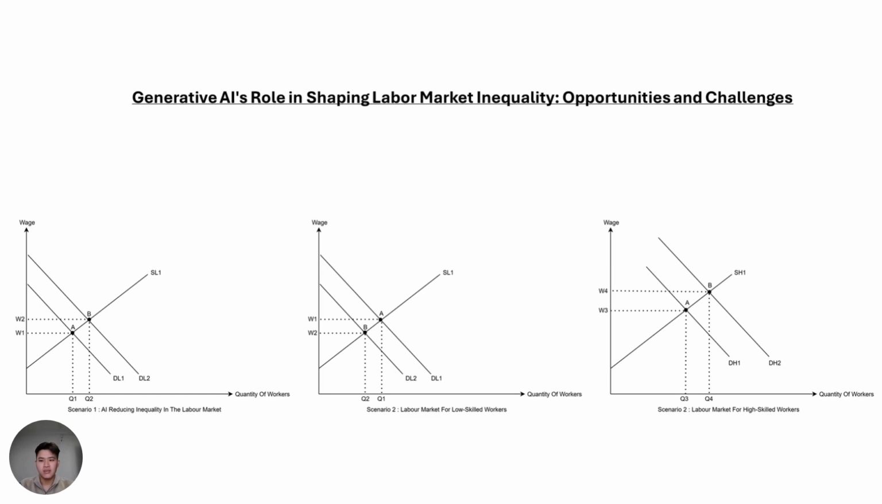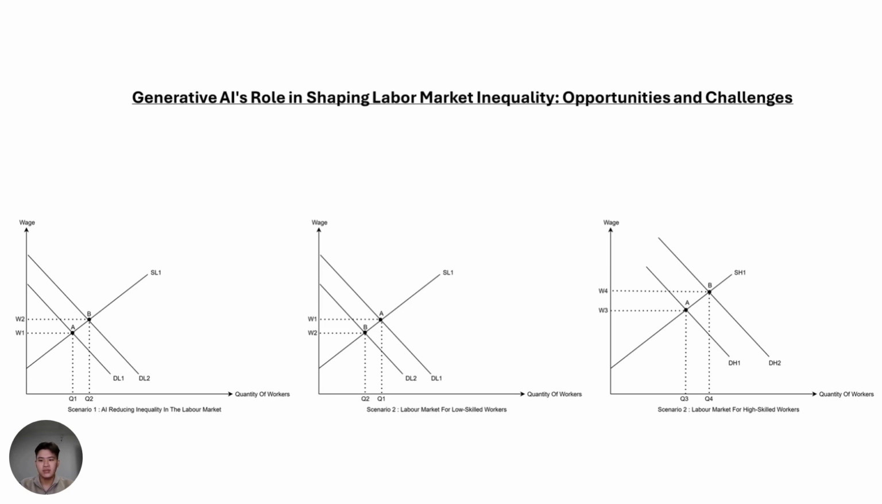This leads to an increase in demand for low-skilled labor, shifting the demand curve from point DL1 to DL2. The new equilibrium occurs at point B, where both wages W2 and employment Q2 increase. In this case, AI improved the work done by low-skilled employees, increasing their worth and allowing them to earn higher wages while also increasing the number of jobs available in this segment.